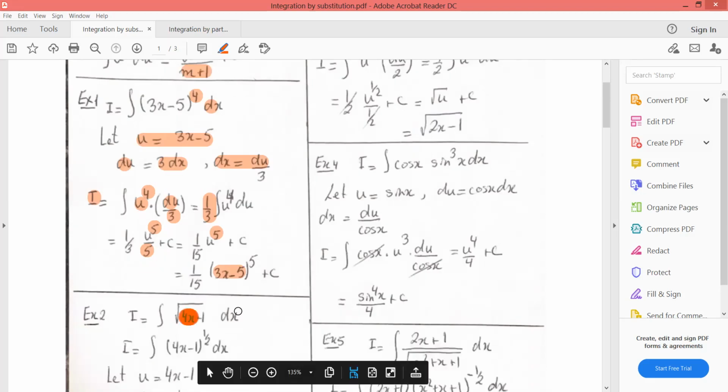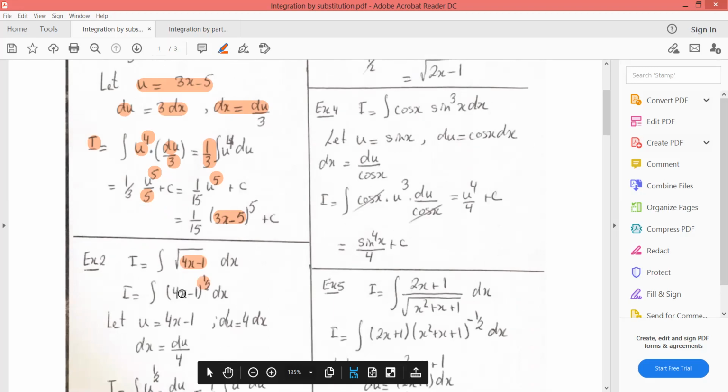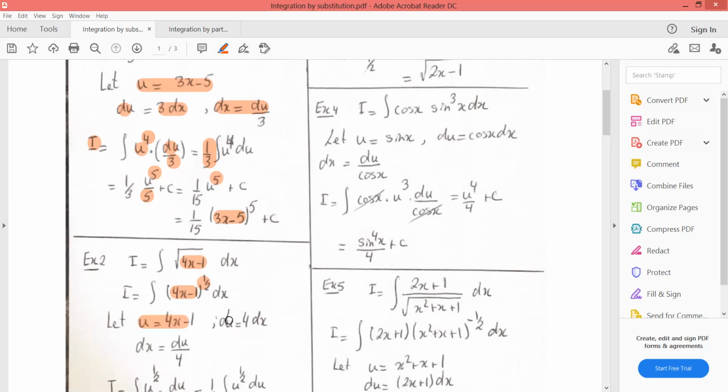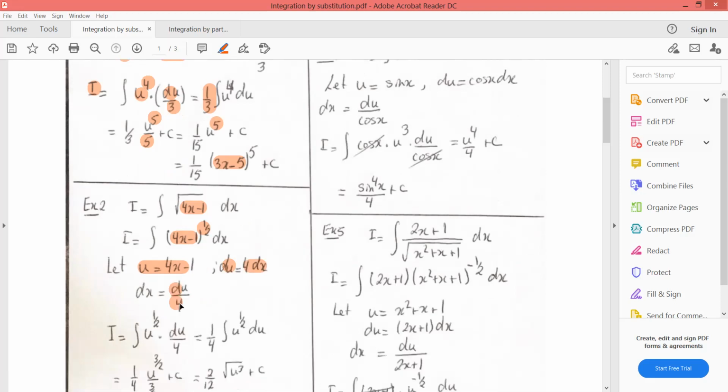I equals radical 4x minus 1. First step, I change the radical sign to a power. We take the base of the power, which is 4x minus 1, as u. The derivative of u is 4 dx, and dx is du over 4.